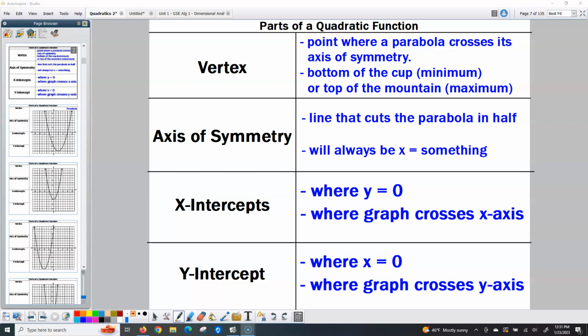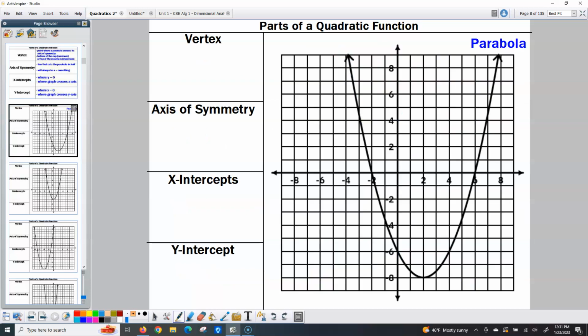The x-intercepts are where the graph crosses the x-axis and where y equals 0, and the y-intercept is where the graph crosses the y-axis and where x equals 0. So we have this U-shaped graph. We call that a parabola. And let's find this stuff.